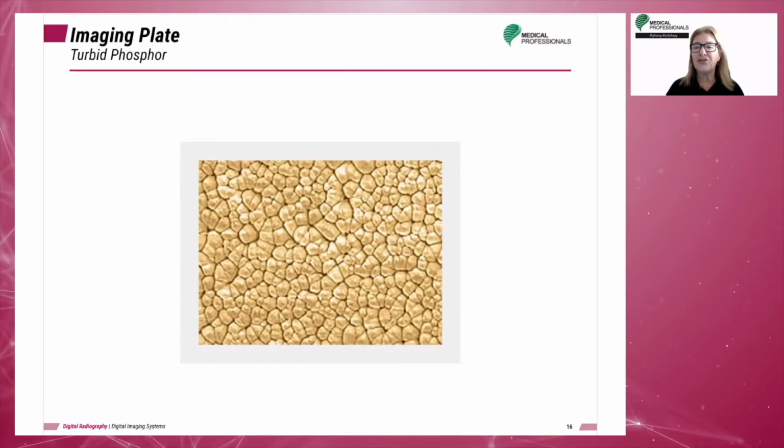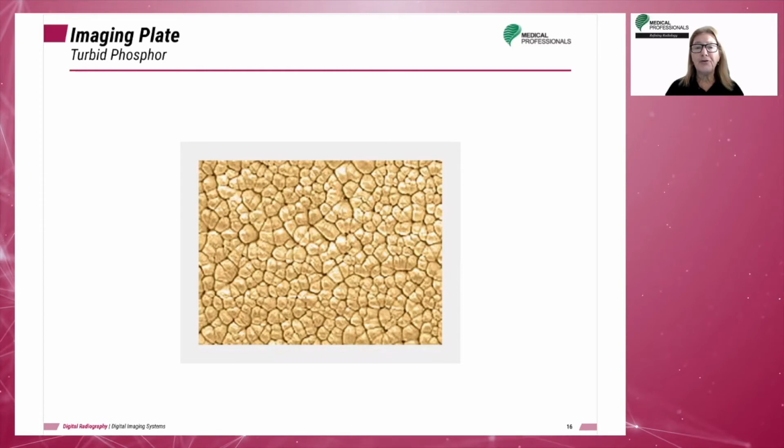Phosphors used in digital imaging come in two forms. The phosphors pictured here are referred to as turbid phosphor crystals. These are randomly distributed within the active layer of the PSP. Typical phosphors of this type are barium fluorobromide, barium strontium fluoride bromide, gadolinium oxysulfide, and rubidium chloride.